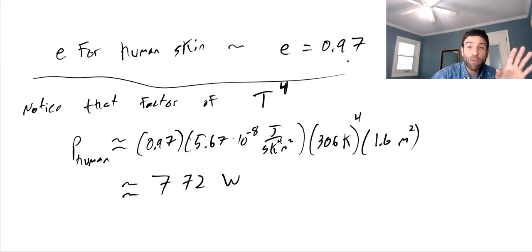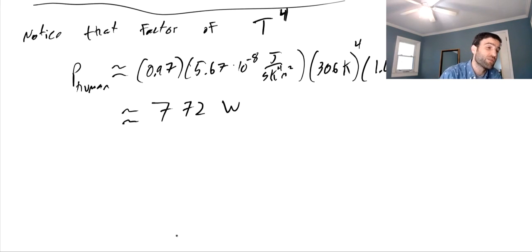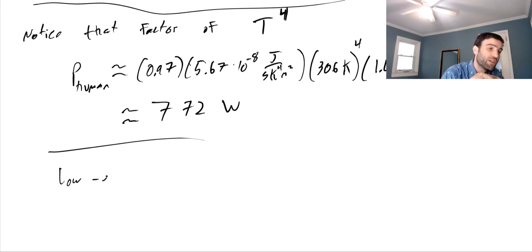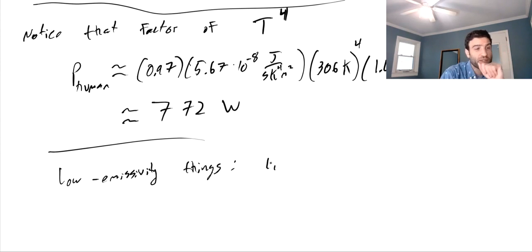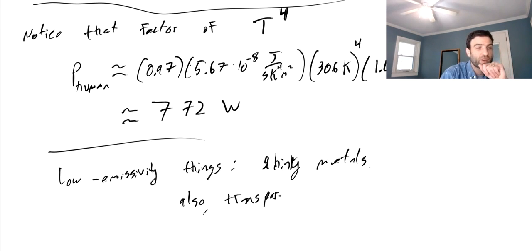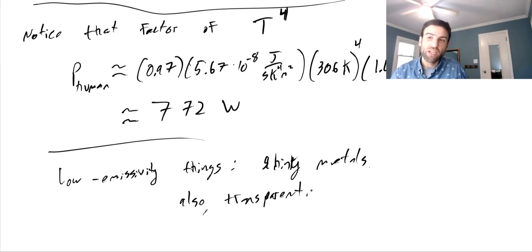Just as a quick comment, about low emissivity things like I said above, shiny metals are a canonical example. Also, though, transparent things are low emissivity. But they're low emissivity in a different way, right? So transparent objects are typically transparent only over some part of the electromagnetic spectrum, but let's leave that kind of detail aside for the moment.